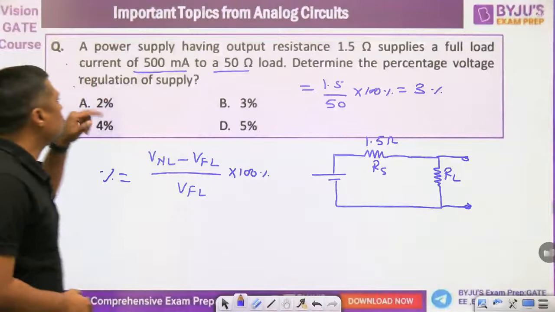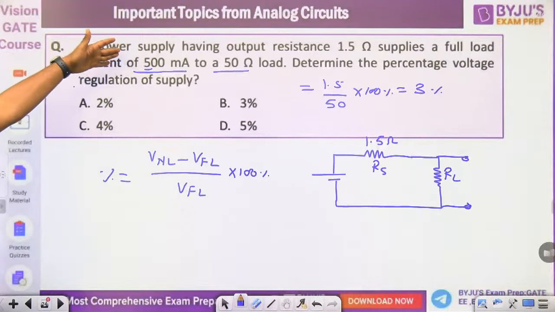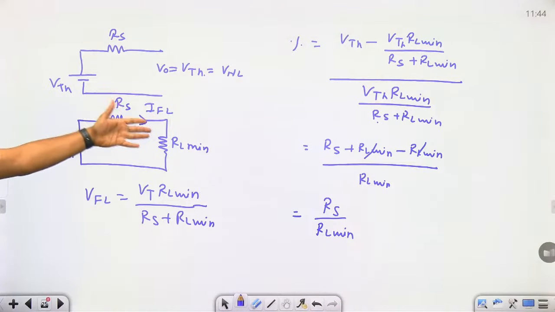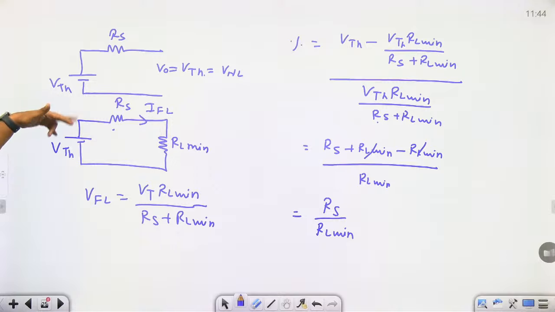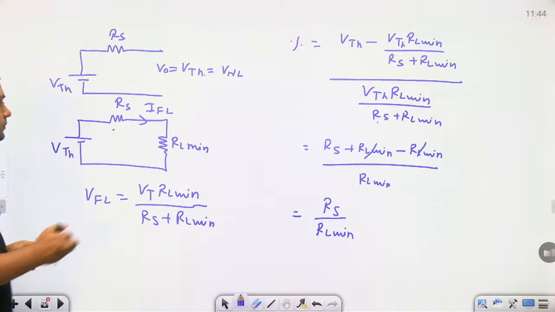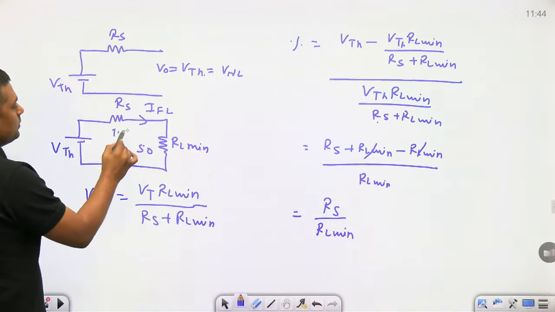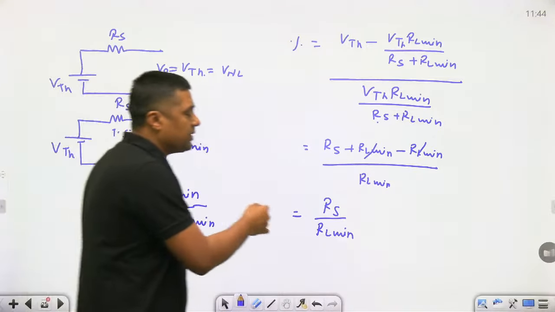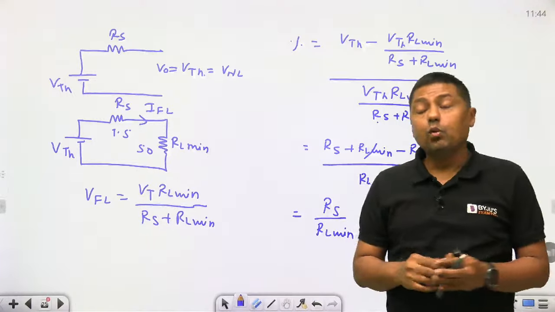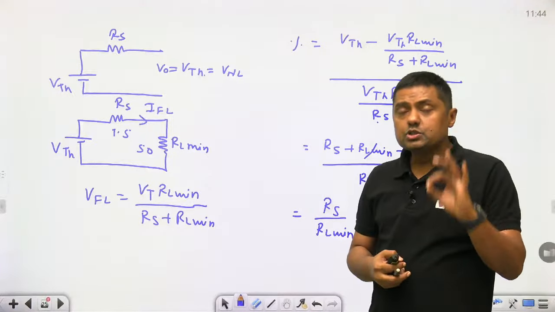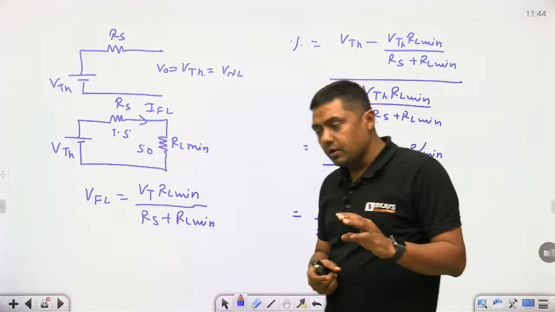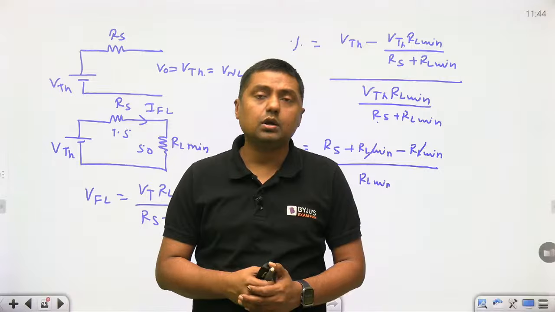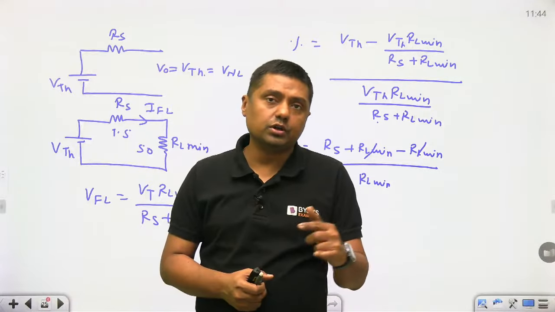So no need to use this 500 milliampere. Otherwise you can use the 500 milliampere to find the value of VTH. RS is given, RL is given, voltage is given, current is given, then you can find the value of VTH here, but it is not required to find the percentage regulation. Okay, so what I want to say, this topic, voltage regulator, is important. You can start with the percentage regulation, then voltage regulator by using Zener diode, voltage regulator by using BJT, and voltage regulator by using op amp.